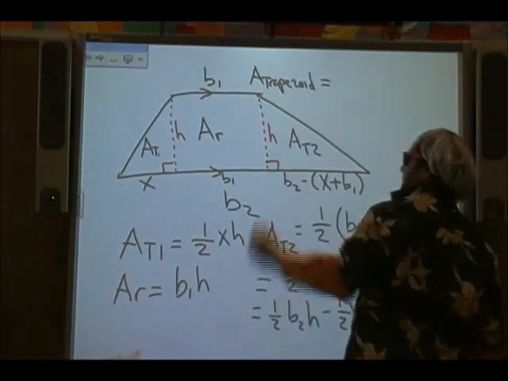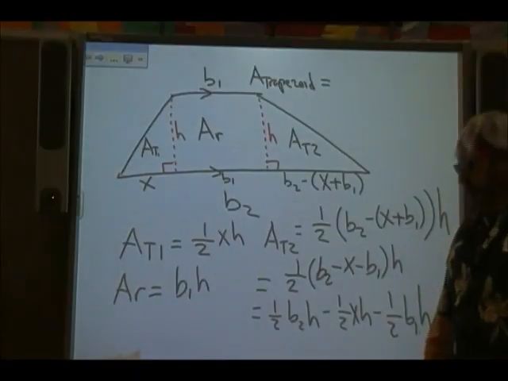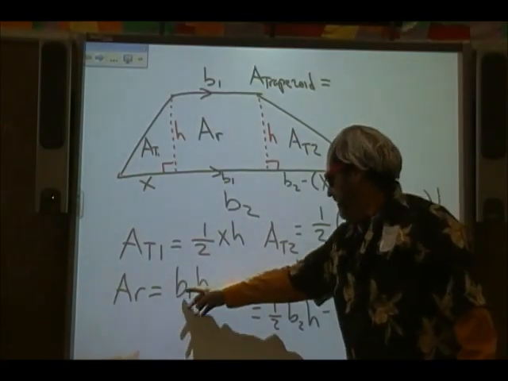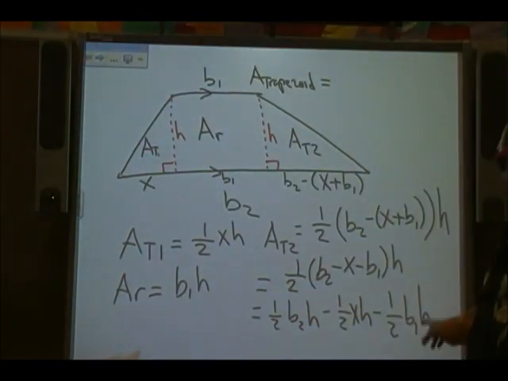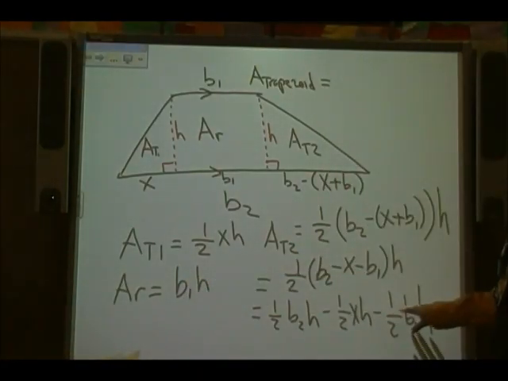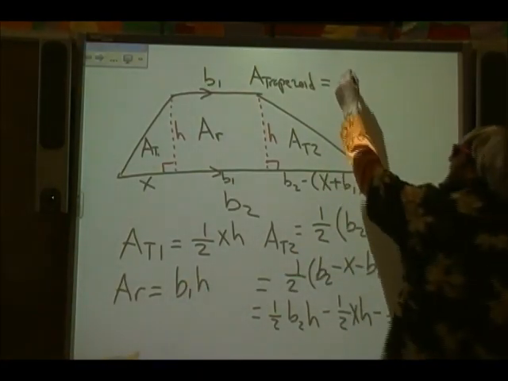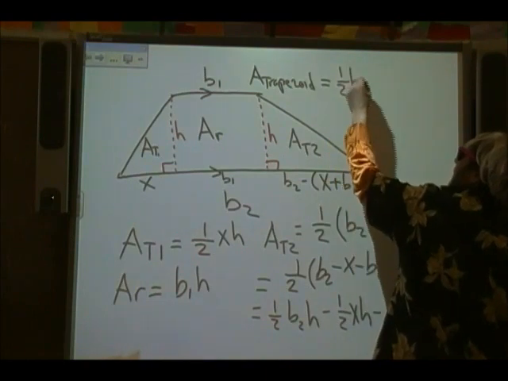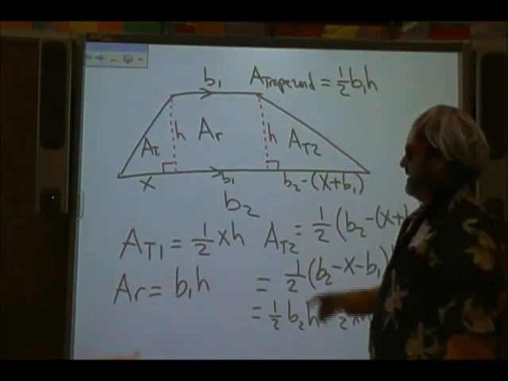Well, this is a B1H, and here's a half B1H, a negative half B1H. So a B1H minus half a B1H leaves me with half a B1H. Right?